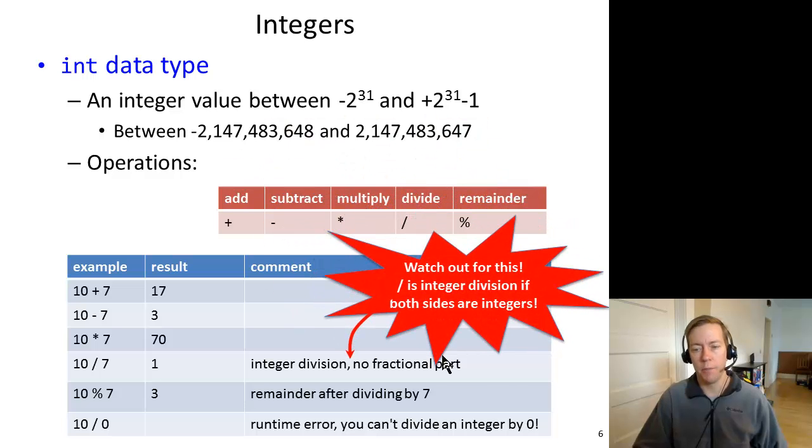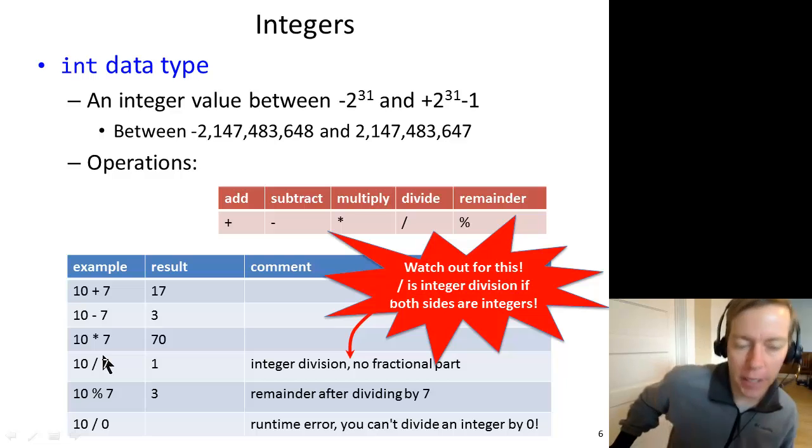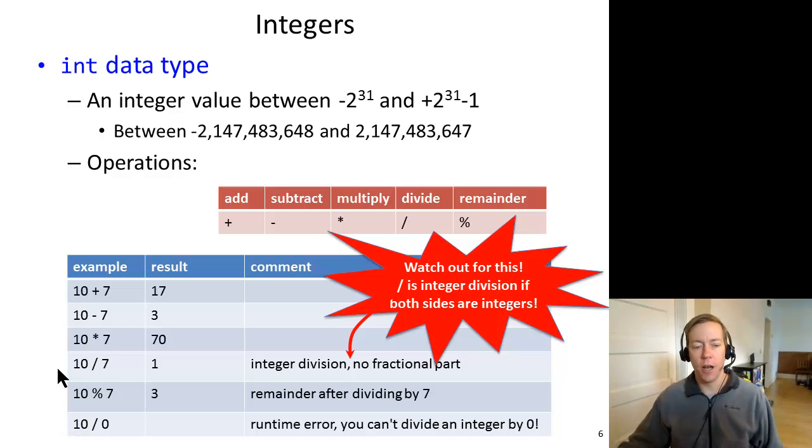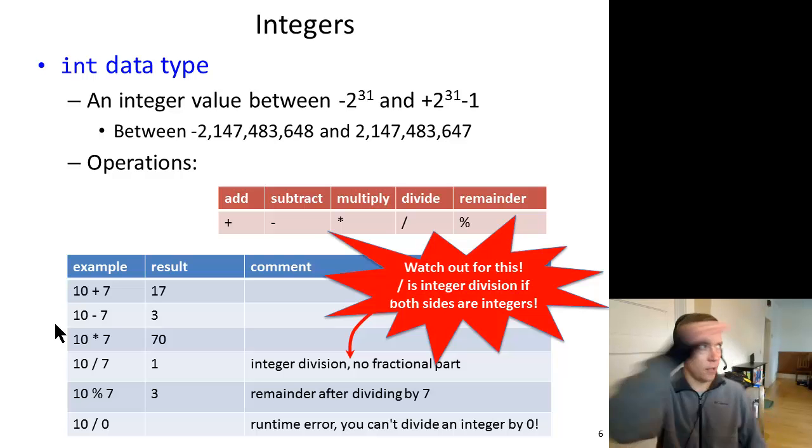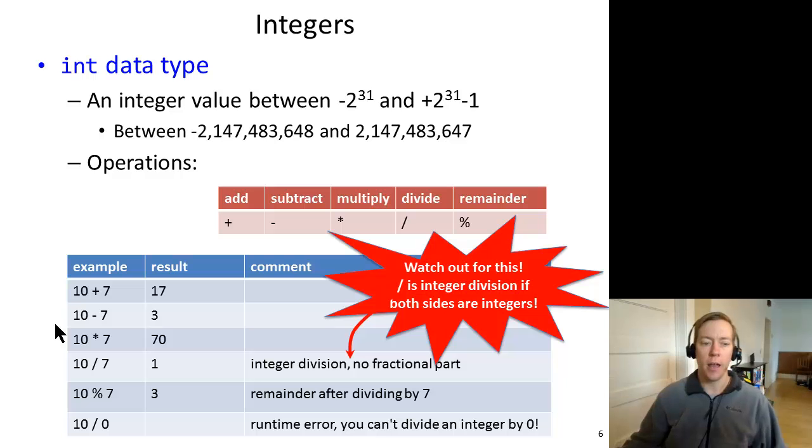I don't use animations very often. Watch out for this. I cannot stress this enough. You must be very careful with this slash. Whenever you use division in Java, Java looks to the left and it looks to the right. And if both sides are of type int, it's going to do integer division, which is not usually what you expect. You might expect this to produce the decimal representing 10 divided by 7, but that's not what's going to occur.